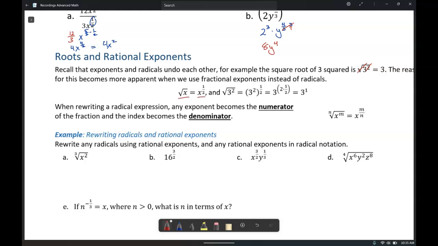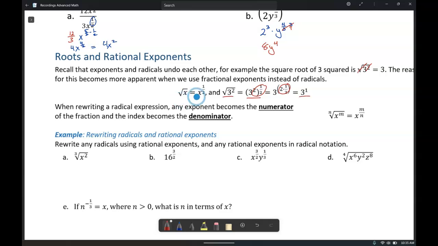This is because we can rewrite radicals using fractional exponents. The square root of x is equivalent to x raised to the 1/2 power. And we see that when we take the same exponential expression and rewrite it using rational exponents rather than a radical, and we apply the power rule, we see how the 2 and the 1/2 cancel to just give us the 1.